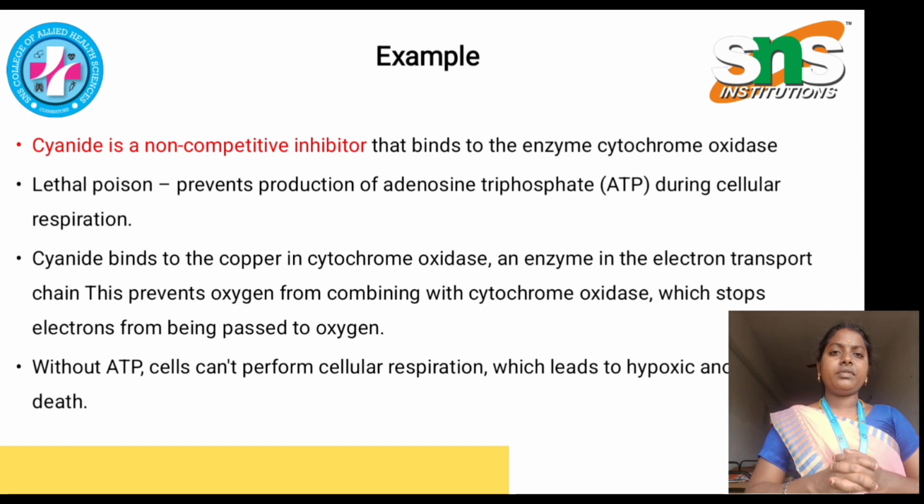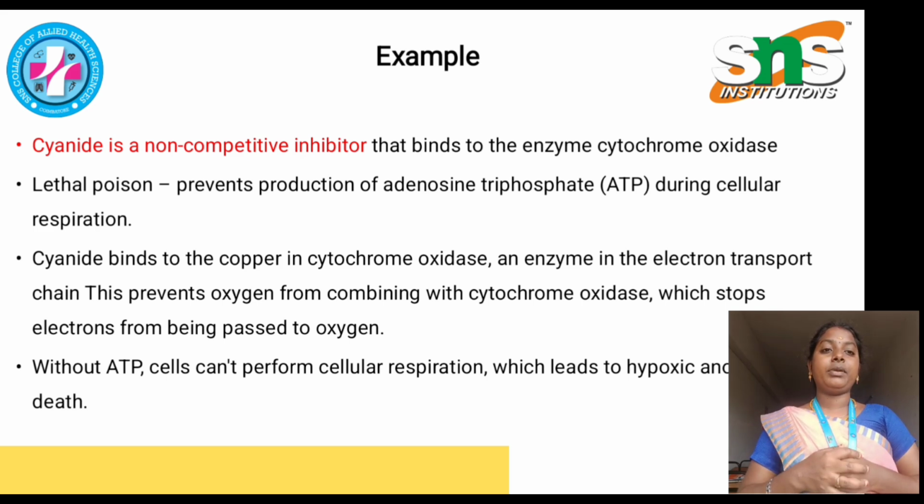An example of a non-competitive inhibitor is cyanide. Cyanide mainly binds to the enzyme cytochrome oxidase, which is important for the production of ATP, the energy produced during cellular respiration. Cyanide binds to this enzyme and prevents the electron transport chain and oxygen from working, stopping electrons from being passed to oxygen.